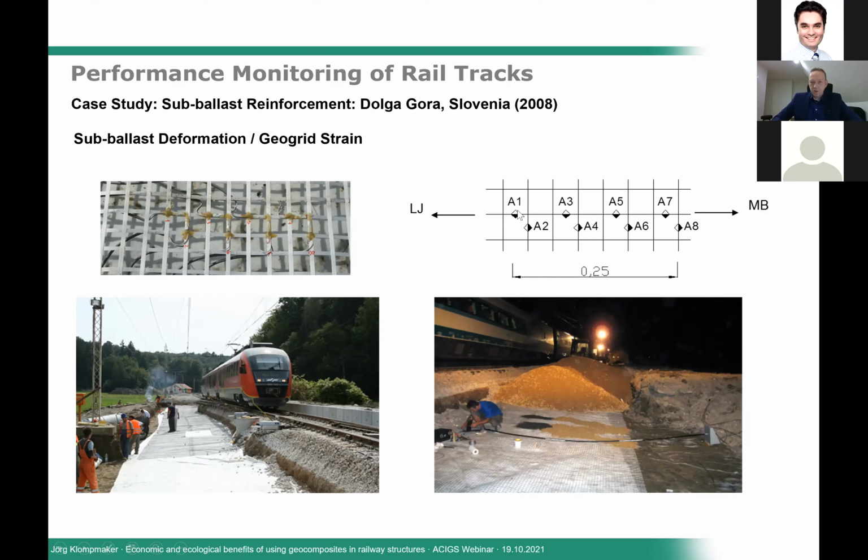Here we can see the positions of the strain gauges that were applied, and of course these types of installations usually take place overnight so that traffic can continue the next day. We can see the installed geotextile and geogrid, and on top of the geogrid, a horizontal extensometer was installed to measure the strain within the subballast layer. And the strain gauges on the geogrid were able to show the strain or deformation in the geogrid.